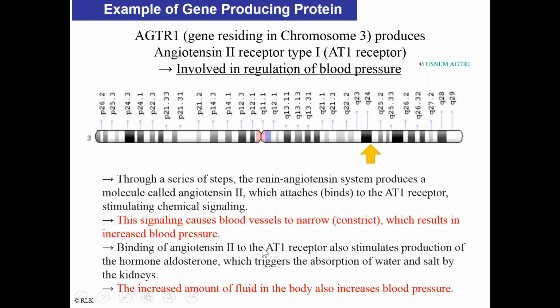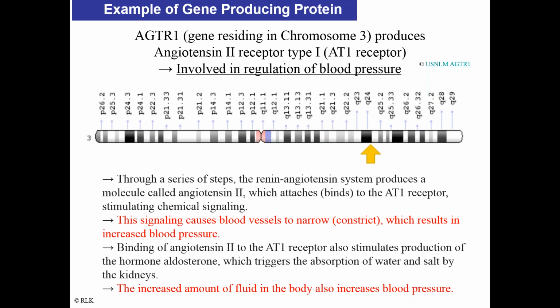So binding of angiotensin 2 to the AT1 receptor also stimulates production of the hormone aldosterone, which triggers the absorption of water and salt by the kidneys. So the increased amount of fluid in the body also necessarily increases blood pressure. So that binding, which triggers the production of this hormone, which in turn triggers the absorption of water and salt, would then lead to an overall constricted case, where blood vessels are narrowing along with a concomitant increase in water and salt absorption by the kidneys.